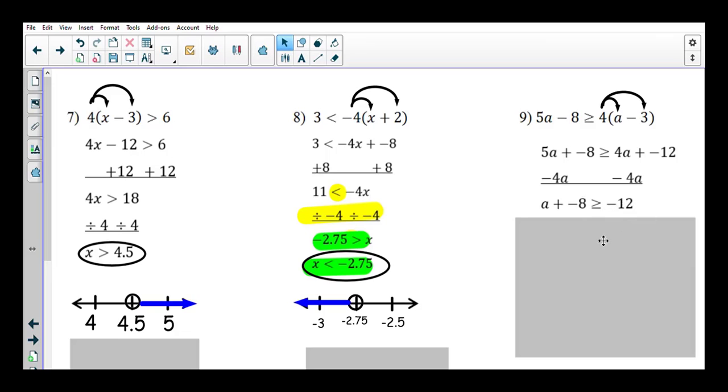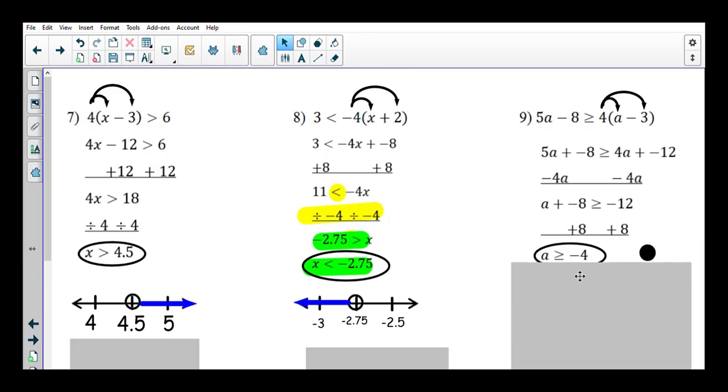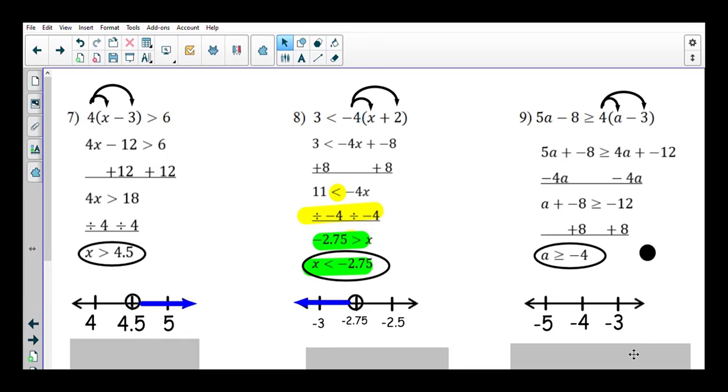Now it's just a one-step inequality. We're going to add 8 to both sides. That's the inverse of adding a negative 8. That will get us a is greater than or equal to negative 4. Notice how I did not need to flip the inequality symbol around here. Now, if you choose to do it differently, like subtract 5a to both sides here, you may need to flip the inequality symbol around. So we really want to be careful how we do this. This is another reason to move the smaller variable expression to try to avoid some of those negatives at the end.